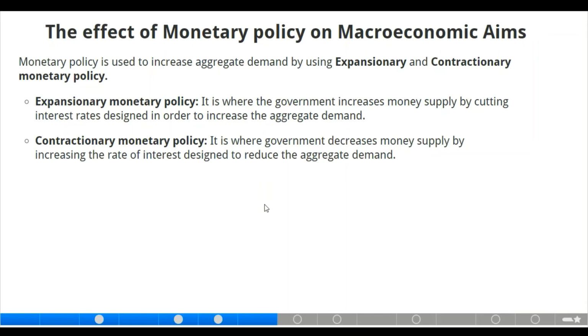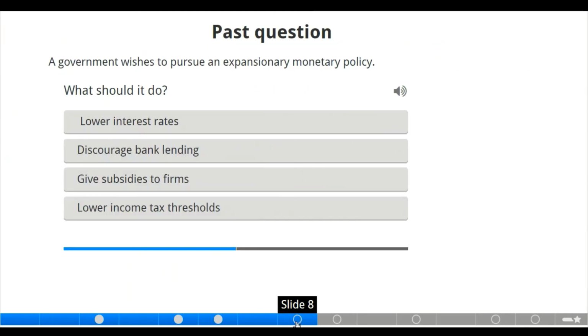And we also have the contractionary monetary policy, that is where the government decreases money supply by increasing the rate of interest, designed to reduce the aggregate demand. We have the contractionary monetary policy to reduce inflation, while expansionary monetary policy increases economic growth and also a rise in employment. Now we move to the next slide.